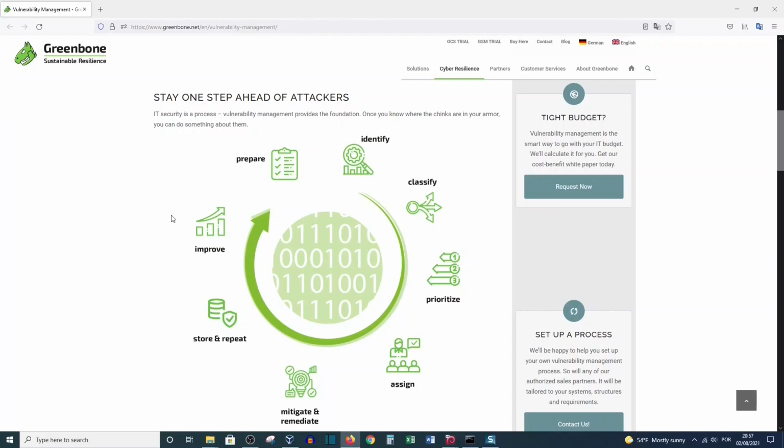So IT security is a process, and understanding vulnerability and how to work to fix vulnerability is the main goal of this course. See you next lesson.